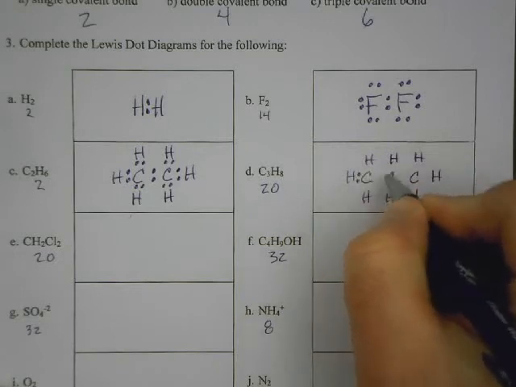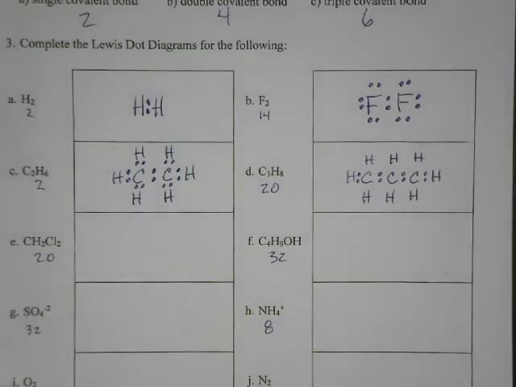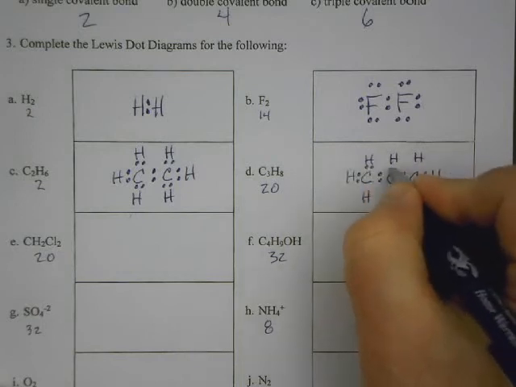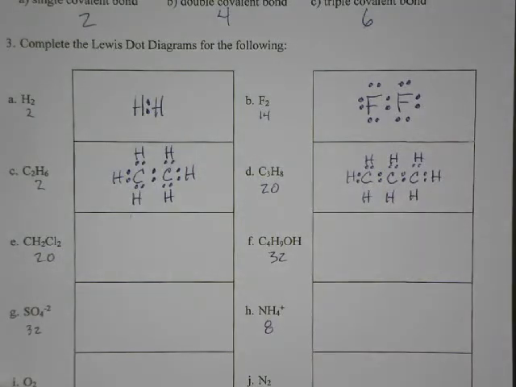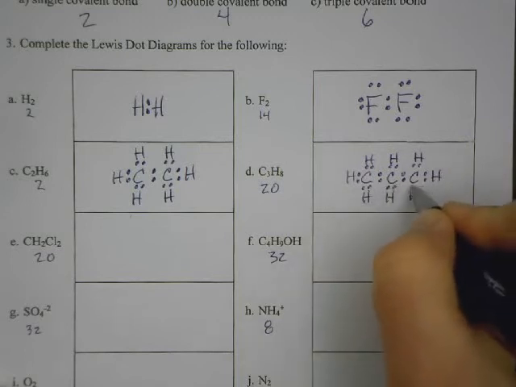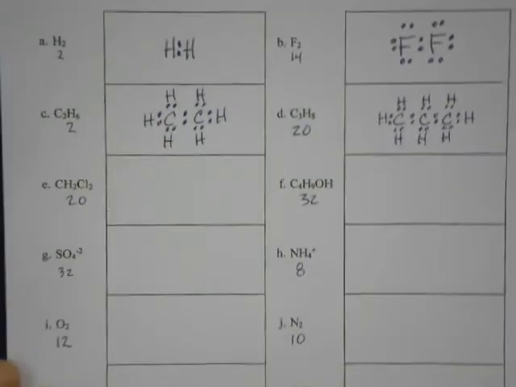Now we can put in our bonds. There's 8 dots. 14. 20. Any questions? All right.